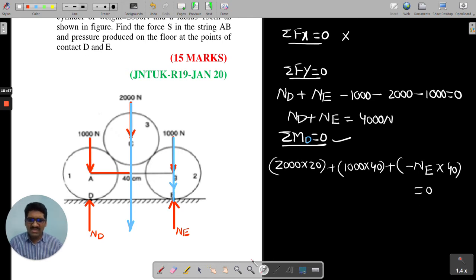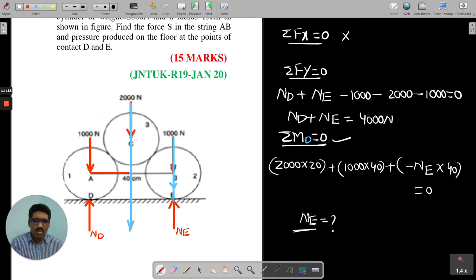Okay. So once again I am repeating, with respect to D the 2000 is providing a clockwise moment, but with respect to D, NE is providing an anti-clockwise moment. And the moment of 1000 is becoming 0 because it is passing through point D. If you take the moment center as D, the moment of 1000 has to become 0. Now from this equation, can you bring out the value of NE or not? Yes, definitely we can bring it out.